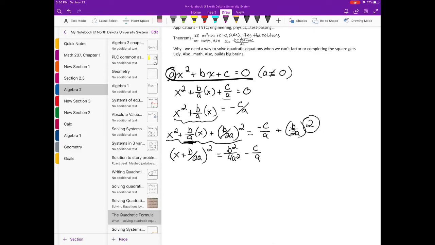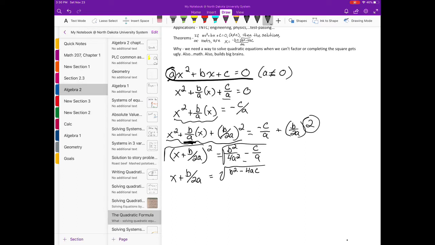Everybody with me so far? Okay. If we take the square root of both sides, we get, on this side, x plus b over 2a. Over here, we get the square root of b squared minus 4ac.